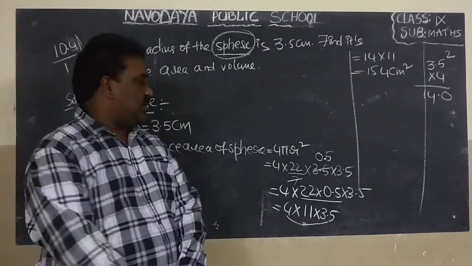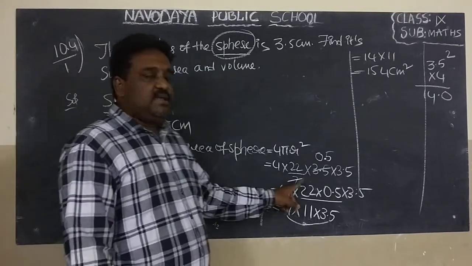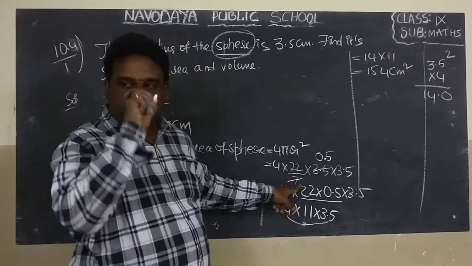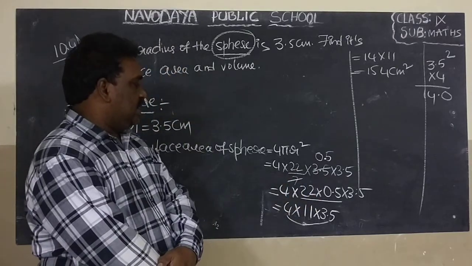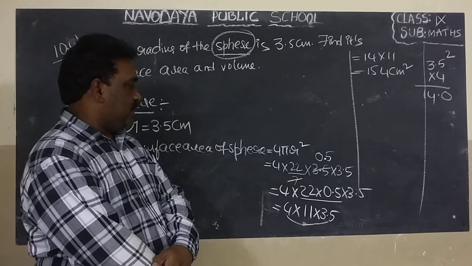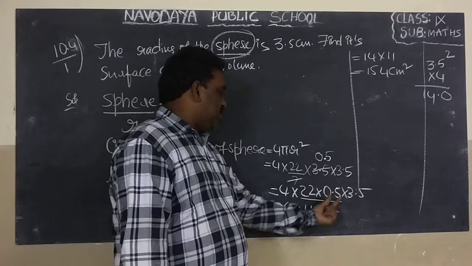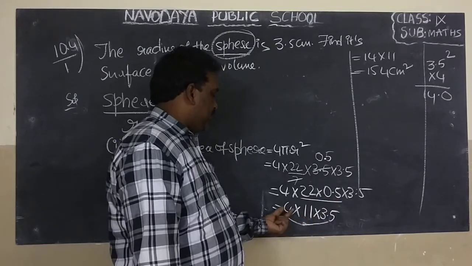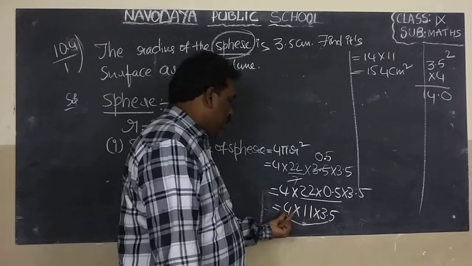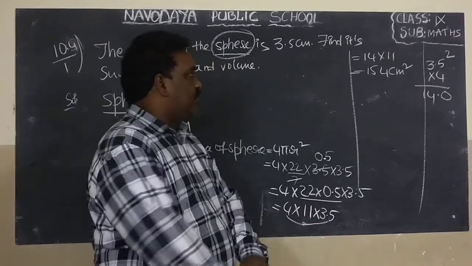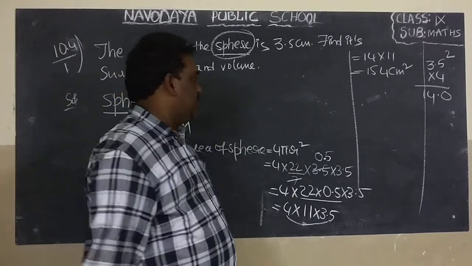4 into 22 by 7 into 3.5 into 3.5. 7 cancel. 3.5 cancel. 0.5 times. What is left? 4 into 22 into 0.5 into 3.5. 22 into 0.5, how much? 11. Okay? 4 into 3.5 becomes 14. 14 into 11. 154 centimeter square.